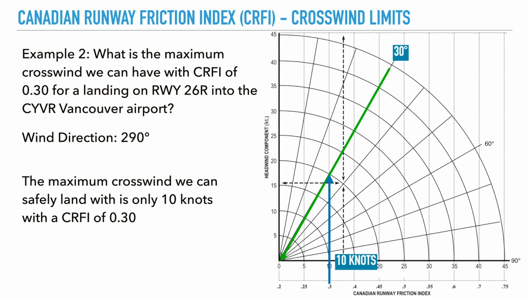Again, this is all for directional control, and these are two different types of examples you could get asked on your exam. Once again, in summary, a CRFI basically tells you how slippery a runway is. The closer you get to 0, the more slippery it is. The closer you get to 1, the better the braking is and the more dry the runway is.